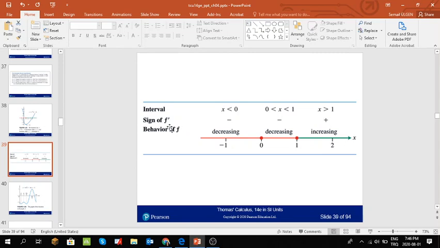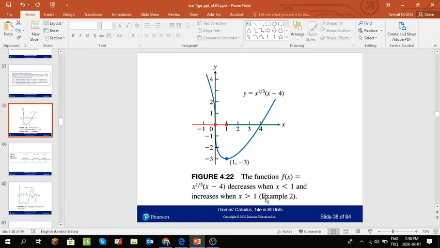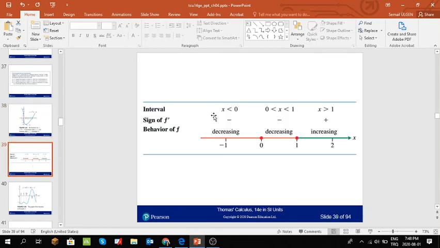So if the derivative is negative, then f is decreasing. If the derivative is positive, it is increasing. So we get it actually. So it is decreasing before 1 and it's increasing after 1. But we have to analyze the point 0 and the point 1.